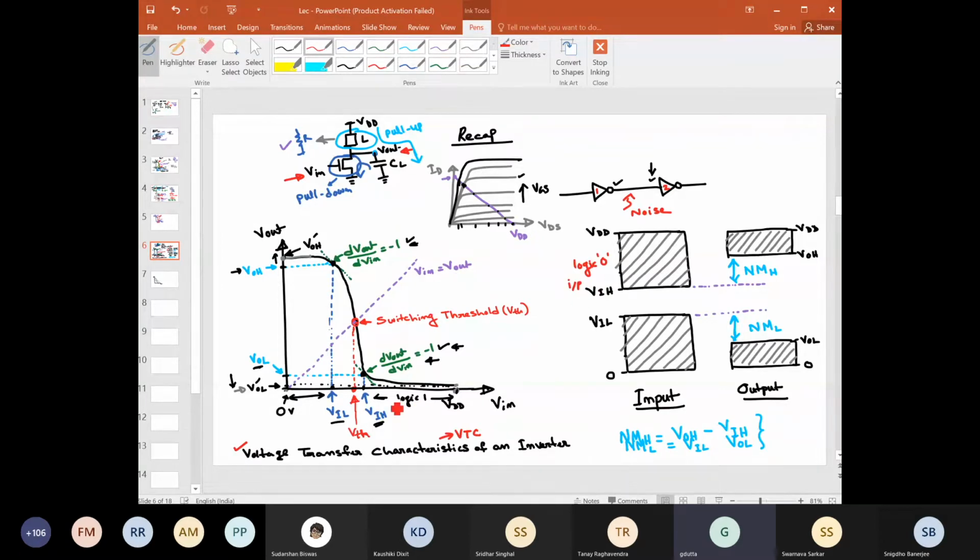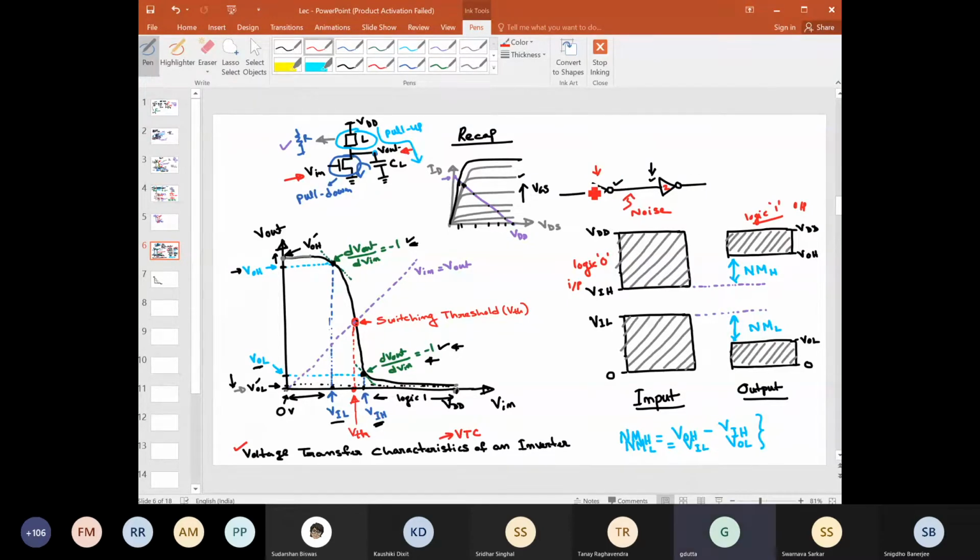So if this is the logic 0 for this input, then for this voltage, it is expected that in the output, you will be getting logic 1 at this output. So basically, this is logic 1 at this output. And we have also seen that the logic 1 of this output means the logic output of this first inverter.